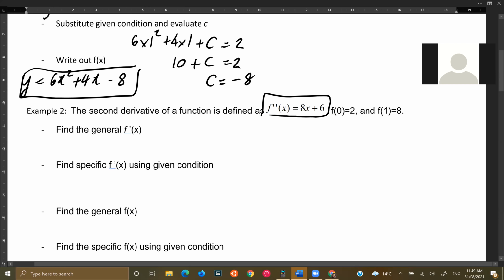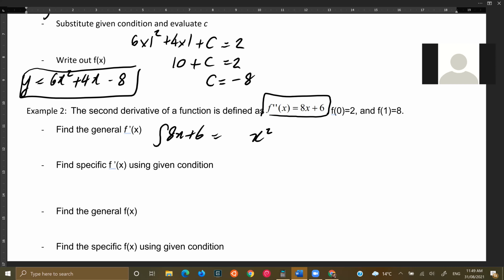So you've got the second derivative. So let's integrate that first, which gives me x squared, and I'm dividing 8 by 2, so it's 4x squared plus 6x plus c. Now what I have here is f dash of x, because I integrated f dash dash x. Now if you have a look, I know that f of 0 is 2 and f of 1 is 8. Okay, I can't work out what c is just yet.